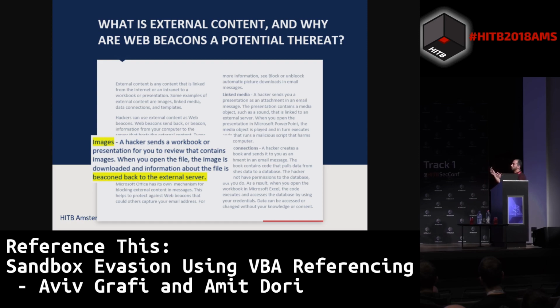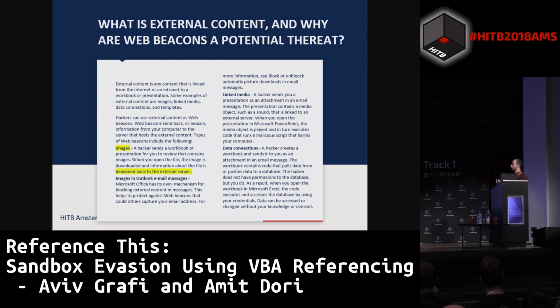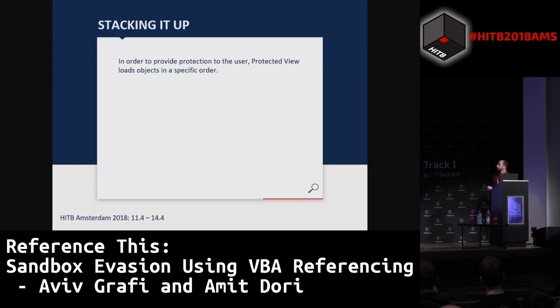So this is why protected view blocks all of these: images in Outlook, the linked media, and the data connections. And so if, as a user, I have protected view enabled, in order to truly protect me, it's actually using a two-step confirmation scheme, let's call it.